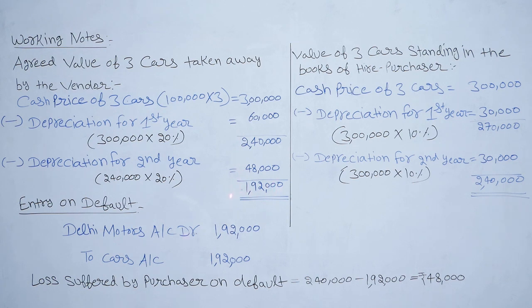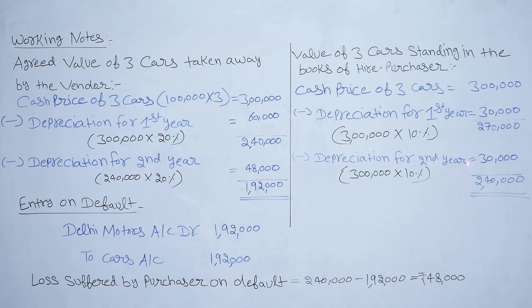So this value will be the agreed value of 3 cars taken away by the vendor. Value of 3 cars standing in the books of hire purchaser: cash price of 3 cars 3 lakh. Here we will charge depreciation at the rate of 10%. Depreciation for first year 10%, 3 lakh into 10%, then we get 30,000. After deducting 30,000, value is 2 lakh 70,000.